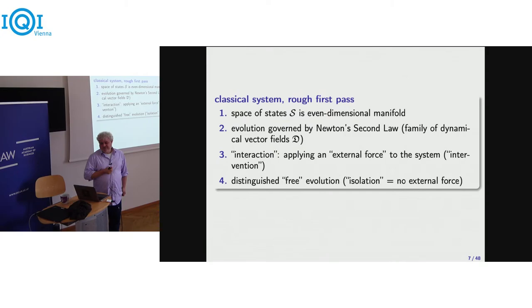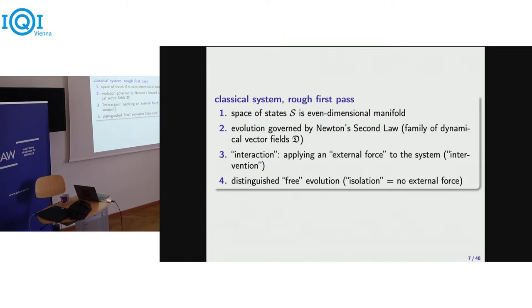The evolution is governed by Newton's second law. I'll make a little bit more precise what I mean by that in a moment. So there's a family of vector fields on the space of states whose integral curves are the possible dynamical evolutions. An interaction in this context means applying an external force, so changing from one dynamical evolution path to another. And that can also be represented by a family of vector fields. The possible interactions can be represented by a family of vector fields on the space of states. They're the vector fields that take you from one dynamical vector field to another.